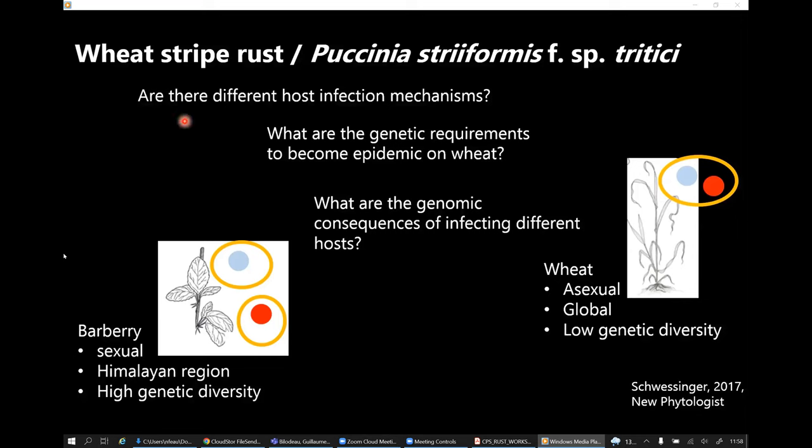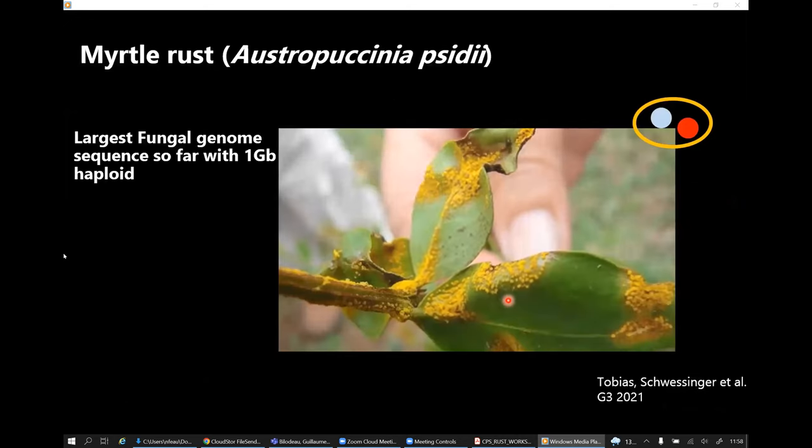And then the question which we really would like to address here is, what are the different host infection mechanisms? So also compare stripe rust and barberry. What are the genetic requirements to really become epidemic on wheat? That means maybe comparing some of the populations in the Himalayan region versus populations in Western wheat growing areas. Are there any genetic differences in common which make the wheat pathogens wheat pathogens that infect large acreages? And then of course, what are the genomic consequences of infecting different hosts, and on wheat, which kind of AVRs do they have? And this is all work in progress currently.